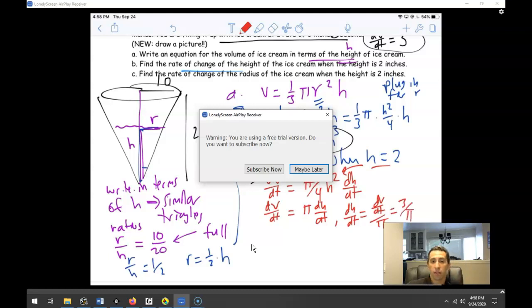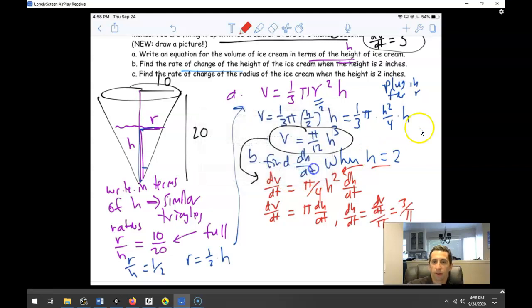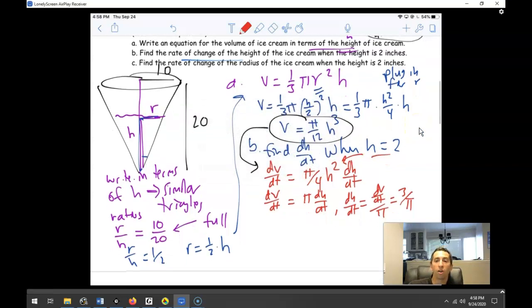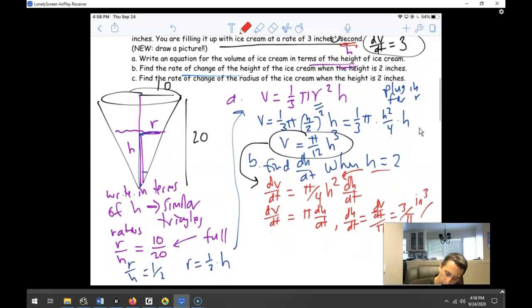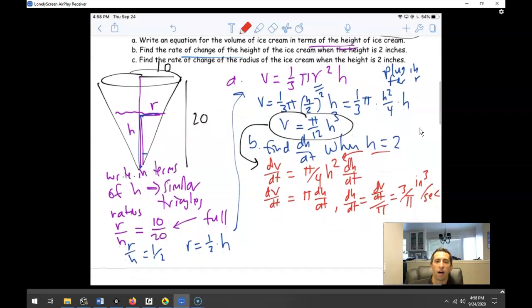Now, in terms of my units, sorry about that, it's annoying. In terms of my units here, the units of volume would be inches cubed. And the only units of time we saw in the problem, I think I saw a second right there, so it'll be inches cubed per second. Okay, so that's how you find the dh dt.